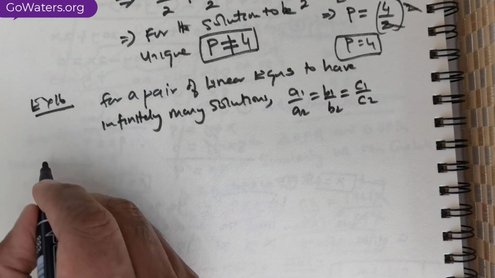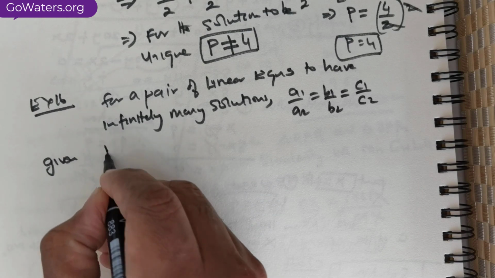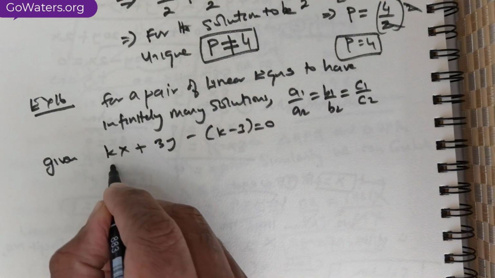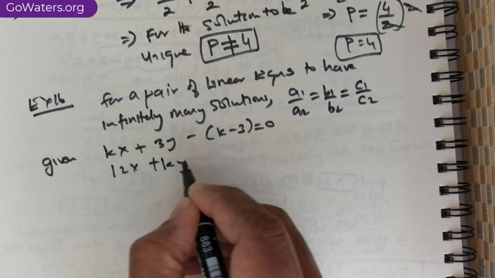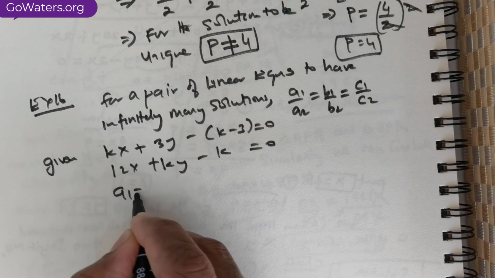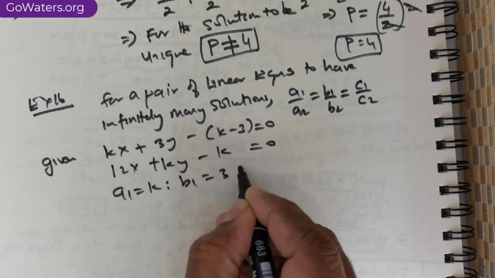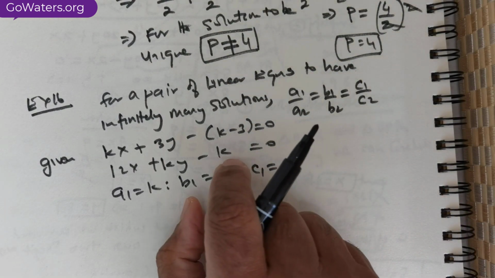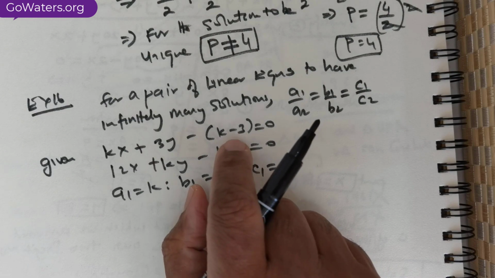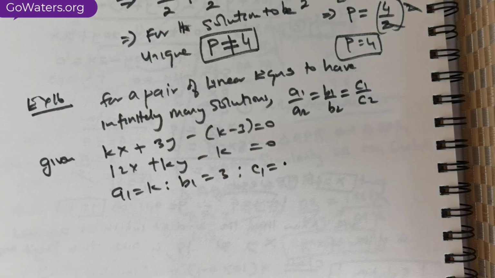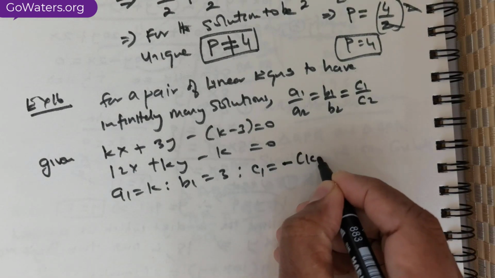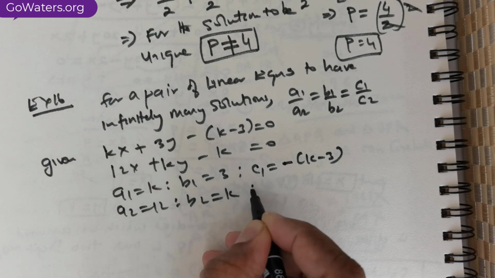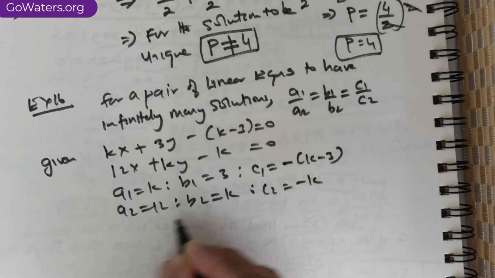This is the requirement. Now what are we given? We are given that kx + 3y - (k - 3) = 0, and 12x + ky - k = 0. So from here a1 = k, b1 = 3, and c1 is, we are actually having a negative sign here, so we need to take that into account, so -(k - 3), and a2 = 12, b2 = k, and c2 = -k.